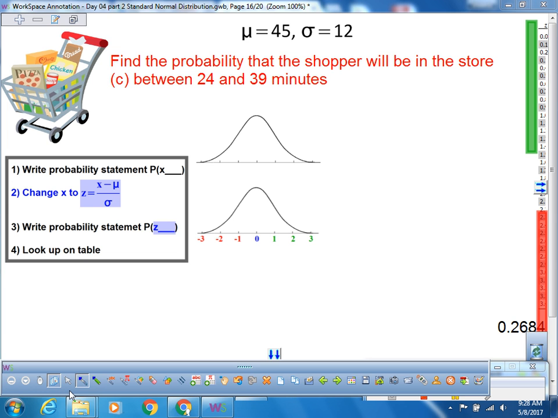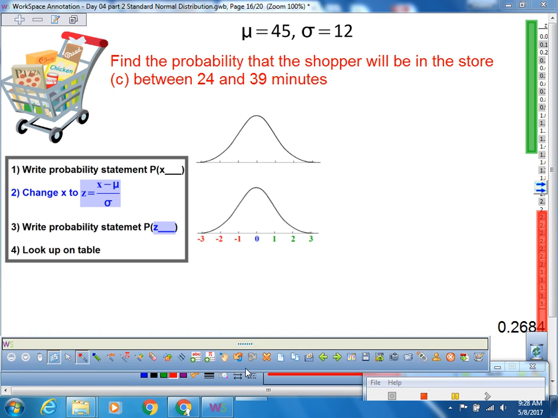Okay, so find the probability that the shopper will be in the store between 24 and 39 minutes. Okay, so these are the more complicated ones that were on the front side. So let's do this one. All right, so find the probability that you guys want to try it on your own? Well, why don't we do this one together, and then you guys can try the one on your homework? How's that sound? Because there's going to be one on the homework just like this. On the back. Yeah.